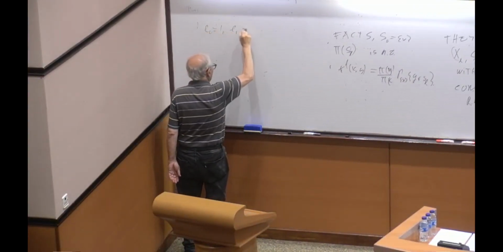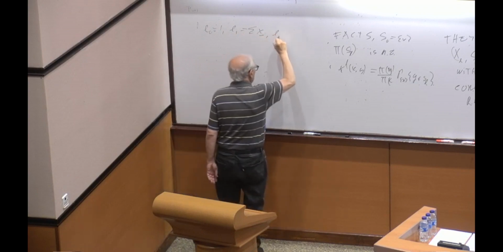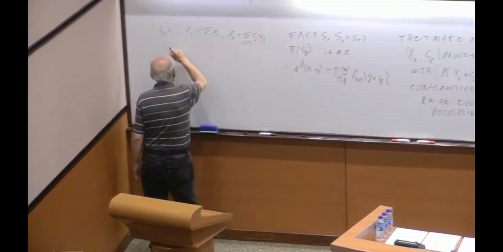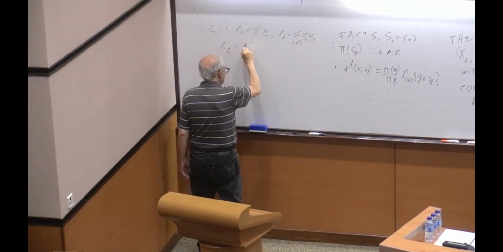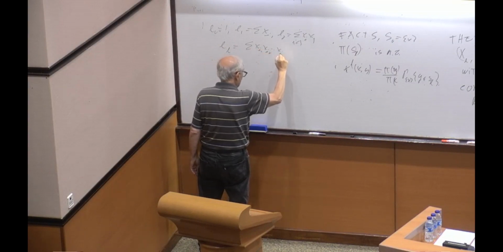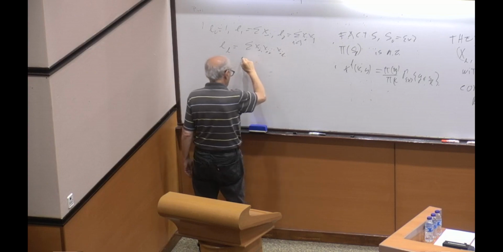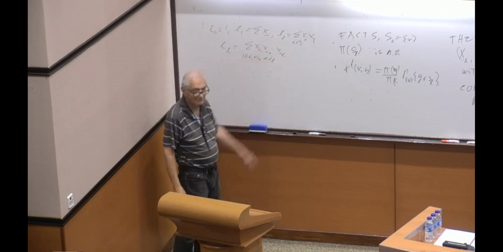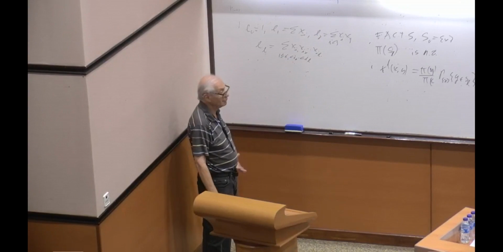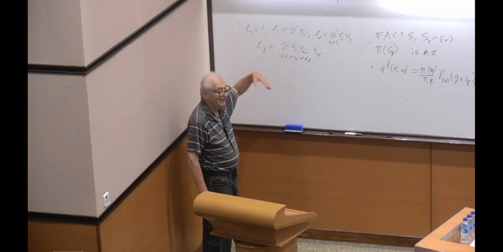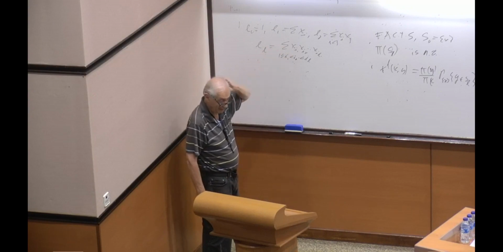e0 is 1, e1 is the summation of xi, e2 is the summation of xi times xj, i less than j, and el is equal to the summation of x_{i1} times x_{i2} times up to x_{il}, where 1 less than or equal to i1 less than i2 less than il. You've all seen the elementary symmetric functions someplace in your life, and products of elementary symmetric functions are a basis for the ring of symmetric functions.